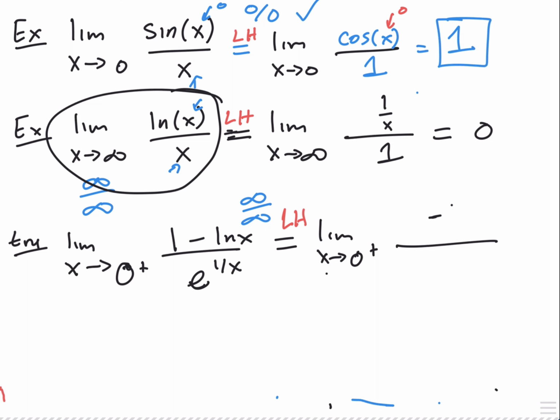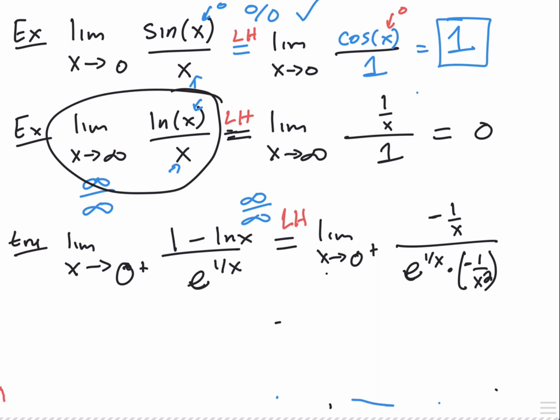Negative 1 over x. What about on the bottom? e to the 1 over x times the derivative of 1 over x, right? Which is minus 1 over x squared, right? So maybe you wrote it as minus x to the minus 2, which is fine.